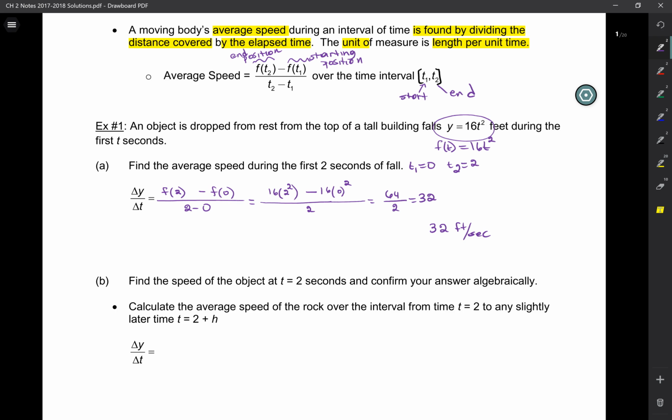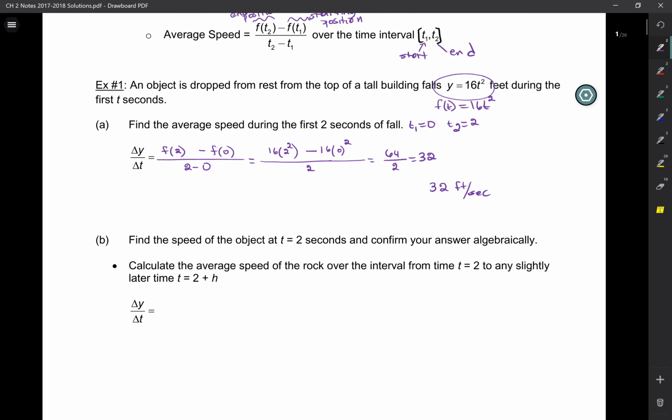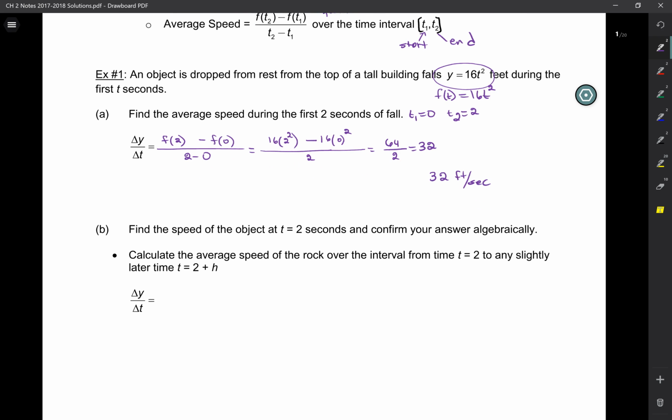So this one here, the formatting got a little off, but basically, let's move on to this next part. Calculate the average speed of the rock over the interval from t equals 2 to any slightly later time, t equals 2 plus h. So now I'm moving on to a different part of the same problem.